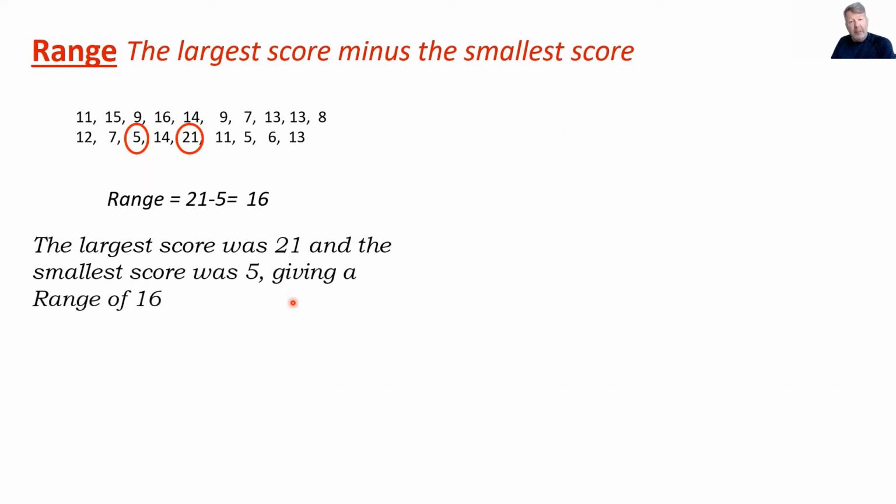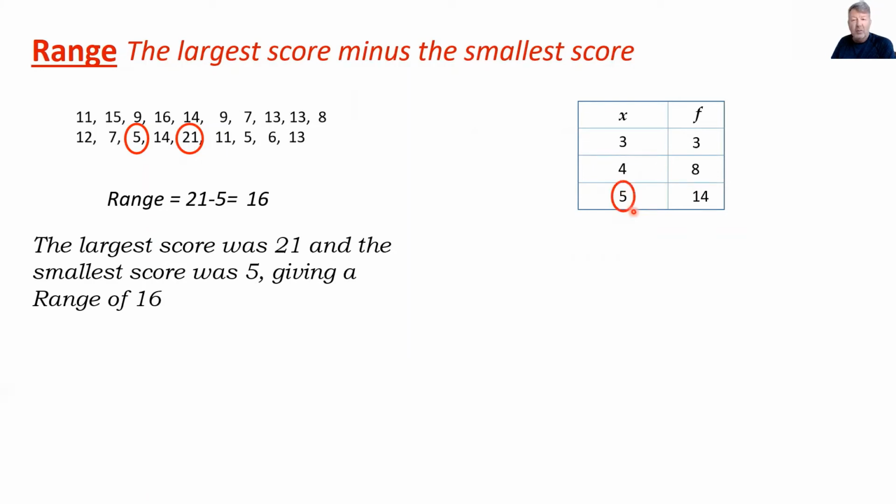Now, frequency table, same thing. Let's have a look. What's our largest score? Our largest score in this case is there, is 5. What's our smallest score? It is 3. So in this case, our range is 5 minus 3, which is 2. Really straightforward. For range, don't look at the frequencies, look at the scores.